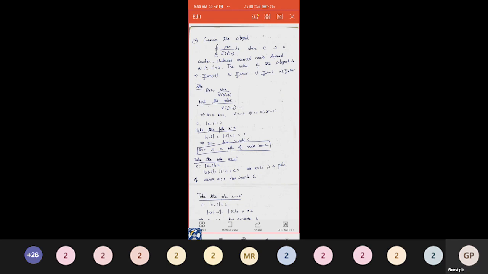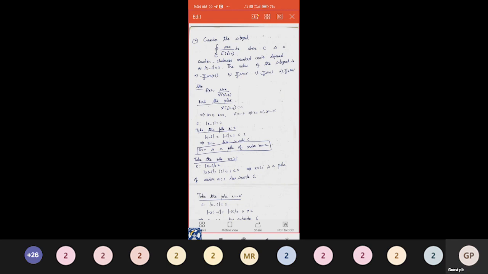Now, to solve this, first of all, let us find the poles of the function f of x, the term which is present inside the integration. Okay, f of x is sin x by x square into x square plus 4. So let us solve the problem by finding the poles. So how will you find poles of any function? By equating denominator to 0. So here the denominator of f of x is x square into x square plus 4 equals 0. So multiplication of two factors equals 0. Either first factor 0 or the second factor 0.